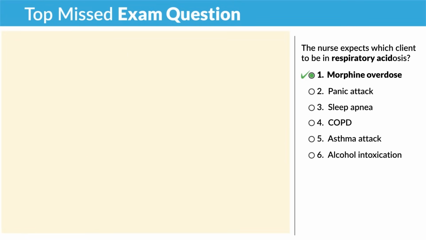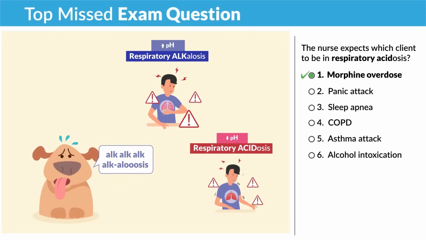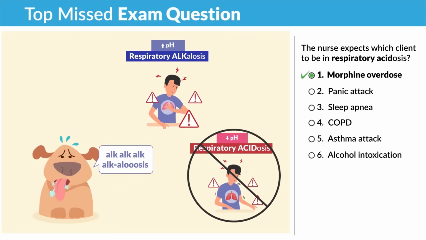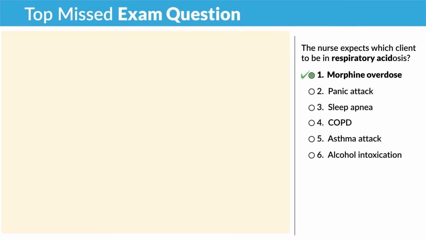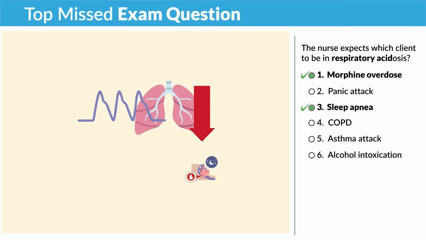Now, option 2 is incorrect, a panic attack. We have fast, rapid breathing, more alkalosis, not acidosis. Now, option 3 is correct, sleep apnea. Yes, we have slow acidosis. Remember, like snoring, acidosis.